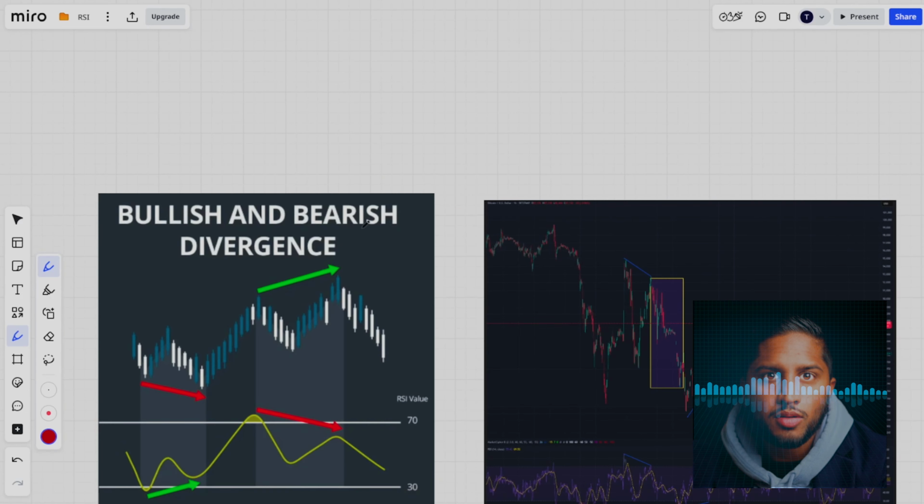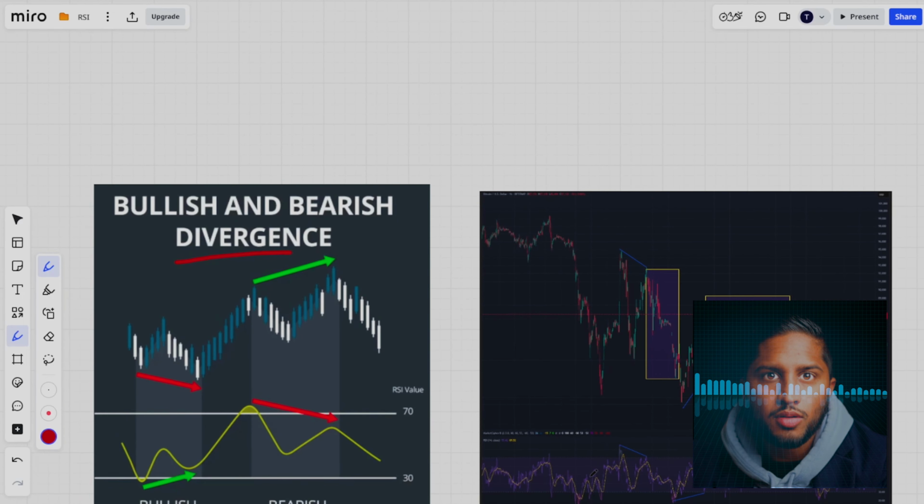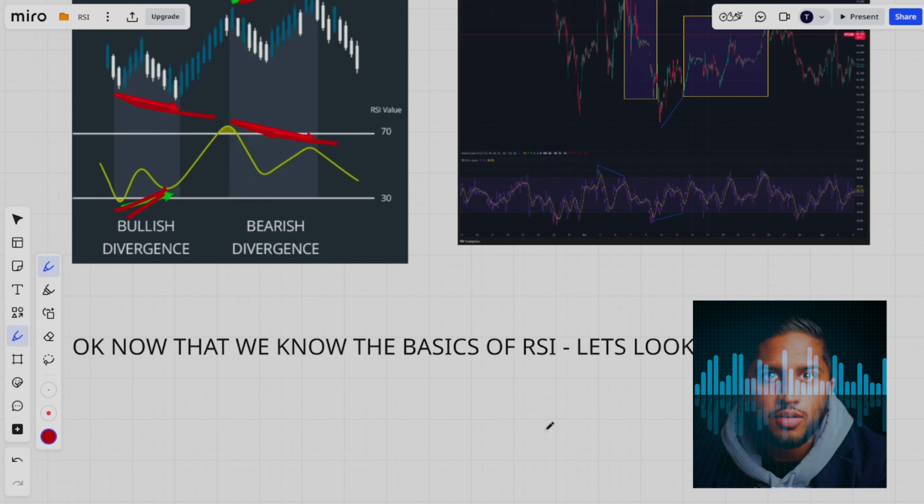We're going to look at the bullish and bearish divergence. I just want you to kind of get an illustration before we jump into the chart. That's a bullish divergence. That is a bearish divergence. Notice how they're moving in different directions, the price and the RSI. And again, here, the price and the RSI. And here's the chart. I'll actually show you this in great detail in just a moment. Okay, now that we know the basics of RSI, let's go ahead and jump into the chart.